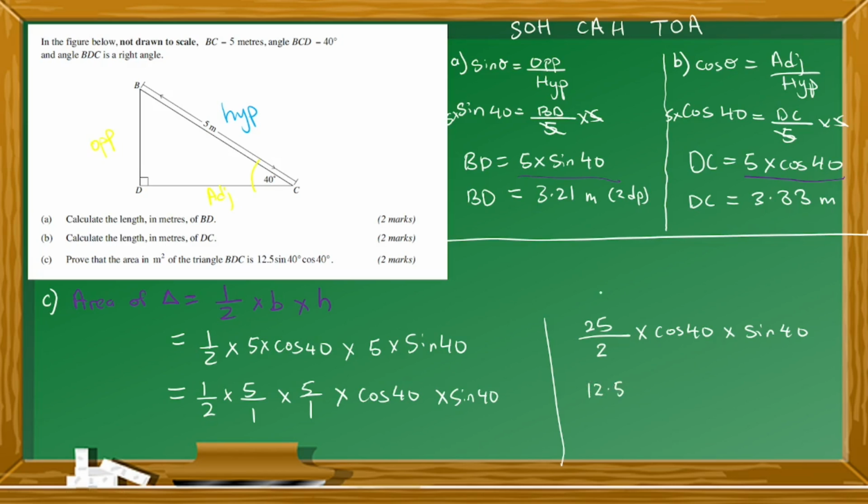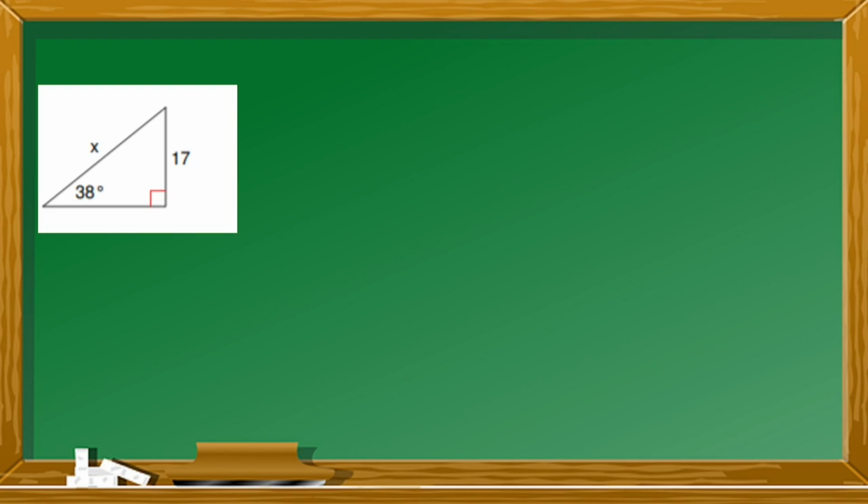It's multiplication, and we know that multiplication is commutative. So it doesn't matter if the sine comes first or the cos comes first, it will still give you the same answer. So there we go. We have just proved that the area in meters square of the triangle would be 12.5 times sine 40 times cos 40. And just by solving this, you'll get your 2 marks. So let's move to our next problem.